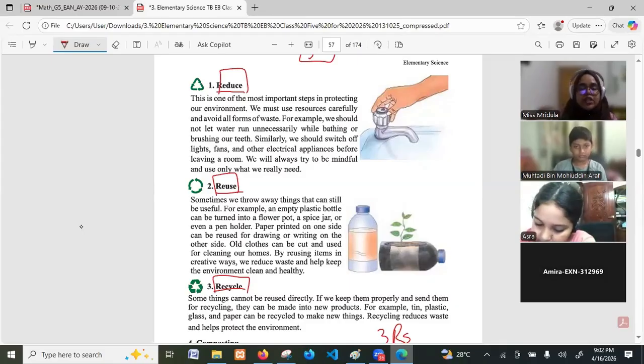For example, we should not let water run unnecessarily while bathing or brushing our teeth. Similarly, we should switch off lights, fans, and other electrical appliances before leaving our room so that we can reduce the use of it.